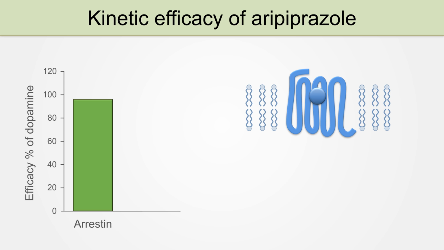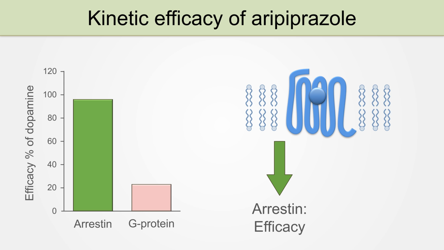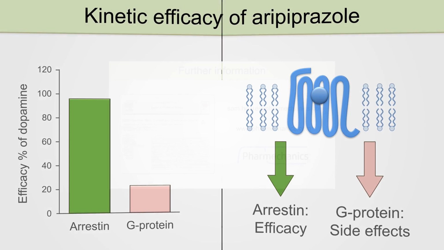As you may know, it has been proposed that arrestin recruitment is beneficial for antipsychotic efficacy. If this is the case, we could use kinetic efficacy for identifying compounds that produce a prolonged recruitment of arrestin. The k-tau values also show that aripiprazole is biased away from G protein. This could be beneficial to reduce motor side effects that are mediated by G protein signaling.